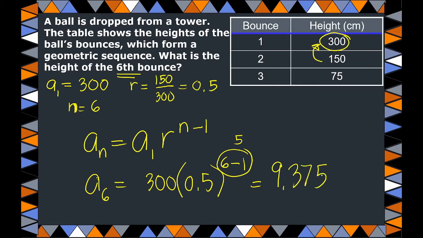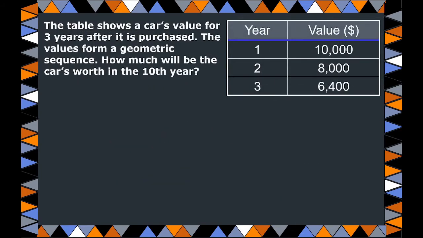9.375. What if I will let you round this off into one decimal number? You will have 9.4 centimeters for this. So this will answer our problem. 9.4 centimeters during the 6th bounce. Okay? Let's have another problem.